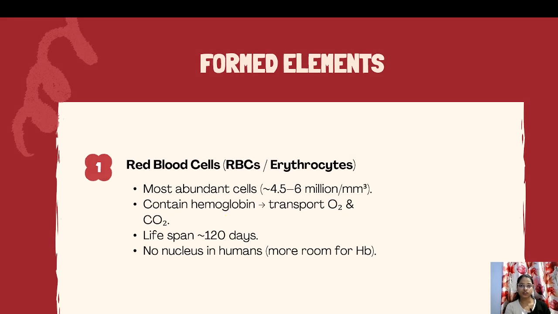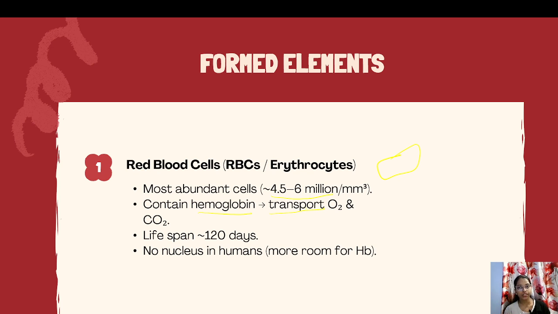Okay, so the first formed element is the red blood cell, which is also called erythrocyte, and these erythrocytes are the most abundant cells present in the blood, and the normal count of RBCs is 4.5 to 6 million cells per mm cube. Now these RBCs are disc-like in shape, and this structure is necessary for carrying hemoglobin. That means the RBCs contain the hemoglobin inside them, and hemoglobin is involved in transportation of oxygen.